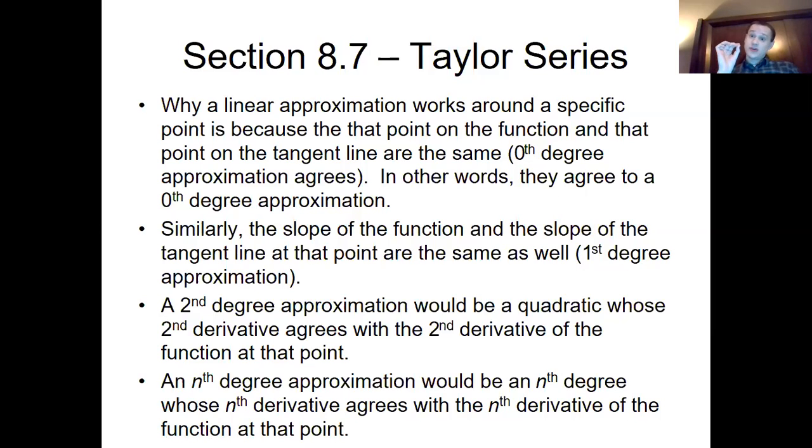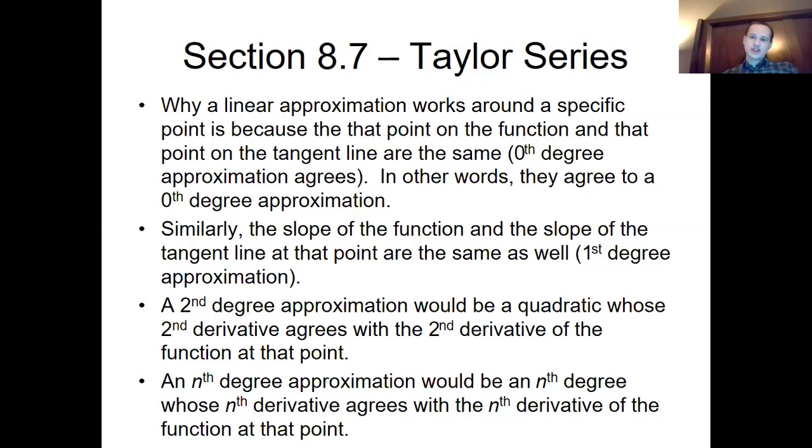The y-coordinate on the graph is the same as the y-coordinate of the tangent line. And they have the same 1st degree approximations. The slope of that tangent line is by definition the slope of the function at that point right there. The actual function and the linear approximation share a point in common. That's the 0th degree approximation. They also share the same slope. That's the 1st degree approximation. If I wanted to have a 2nd degree approximation, I would want to follow that same logic. I would want their second derivatives to also match.